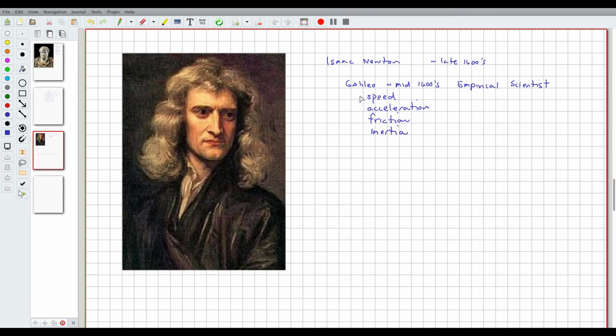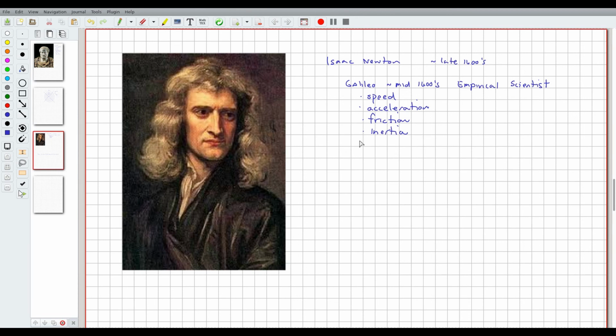Now, all of these concepts, speed, acceleration, friction, and inertia, we're going to come back and talk about later on. But with the exception of speed, all three of these things were new ideas. So by the time Galileo was done with physics, and incidentally, he does the same thing with astronomy, he just annihilates it. These are really the only concepts that are left, and everything else has been disproved to be wrong.